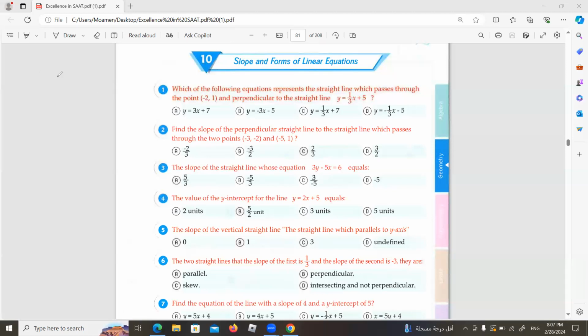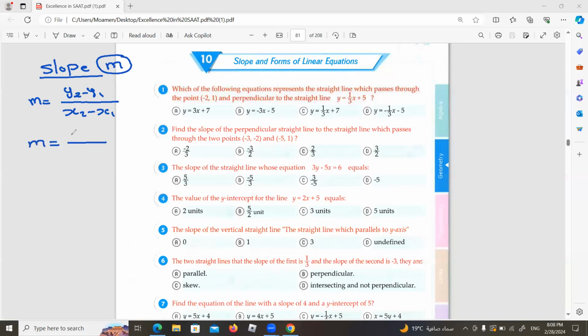We'll start with the slope. What is the slope of a straight line? The slope is denoted by a small capital M. To find the slope, it means the change in y over the change in x, or the vertical change over the horizontal change. It means y2 minus y1 over x2 minus x1. Or you can find it on a graph as rise over run.